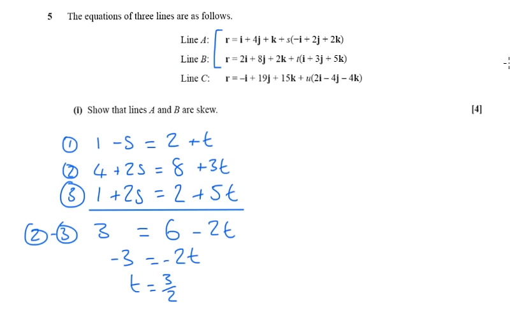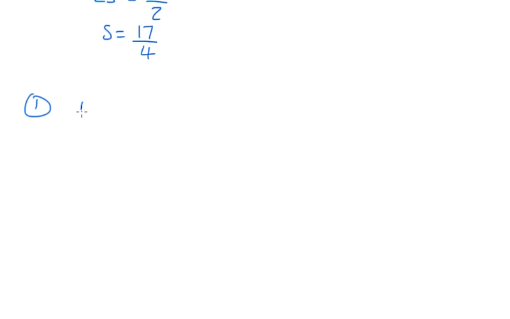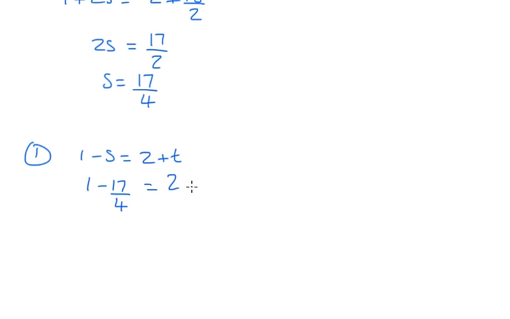If they intersect, what we're now going to do is go back up to the first equation and say, well, if s and t are the correct values, then when we put s and t into here and here, we should get the same value on each side. But we're being asked to show that they're skew, so we're probably not going to get that. So we've got 1 minus s equals 2 plus t. So that's 1 minus 17 over 4 needs to equal 2 plus 3 over 2.